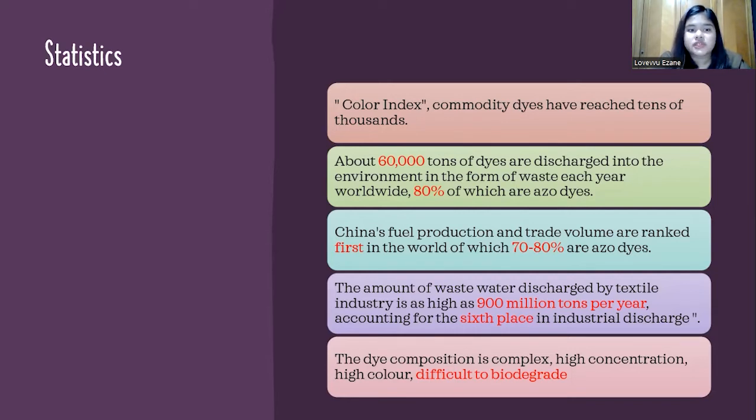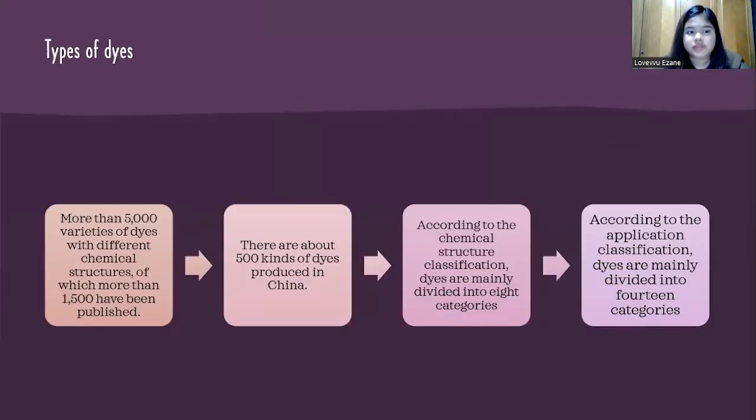In these printing and dyeing wastewater, the dye composition is complex, high concentration, and high color, which is difficult to biodegrade. Next, I will talk on the different types of dyes.